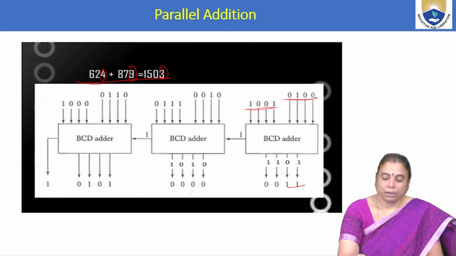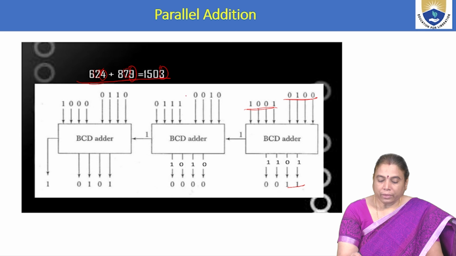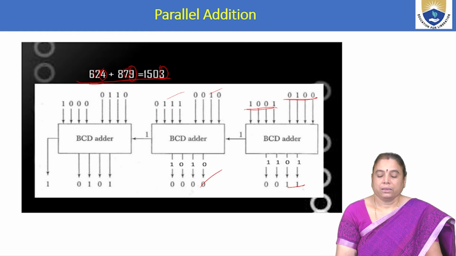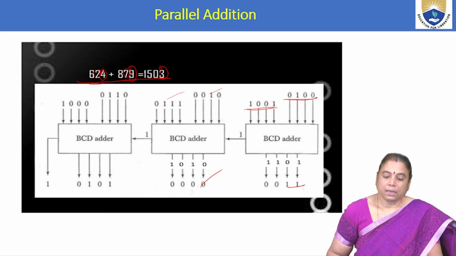In the tens place, those digits are handled by the next BCD adder. So 7 and 2, both can be added using this BCD adder, and the result is 0. In this way, each digit from the augend and addend registers is considered with the corresponding digit, they produce the sum, and the carry is fed forward to the next BCD adder.